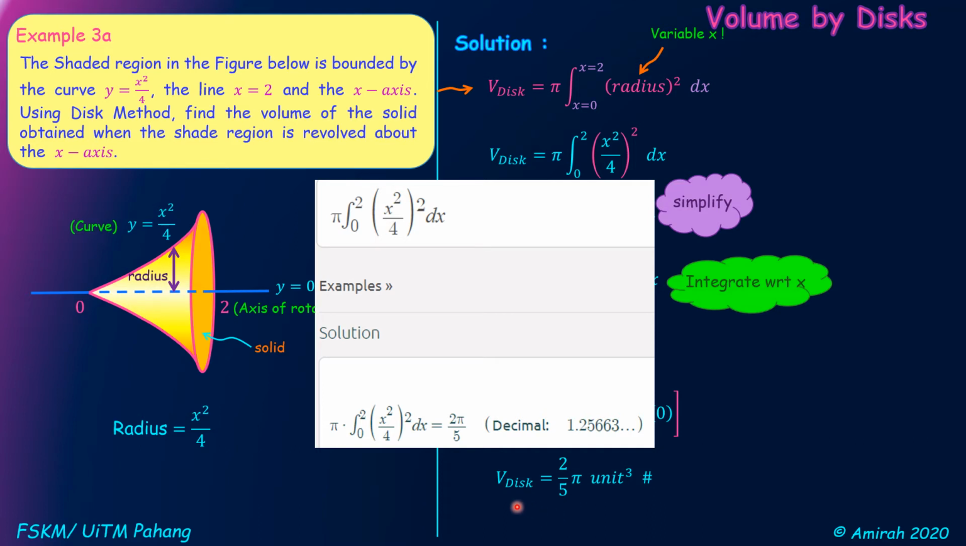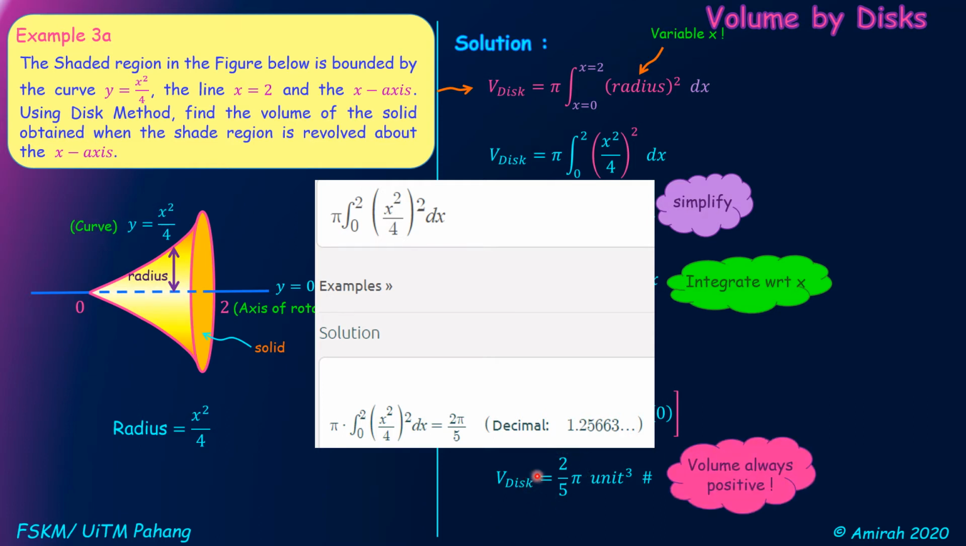We can check the final answer using Symbolab. We must use the correct syntax. We have pi here, and then integration from 0 to 2, and then we have function x squared over 4 bracket to the power of 2, and then dx. So after we use Symbolab, we get the final answer 2 pi over 5 here, or in decimal 1.25663 and something.